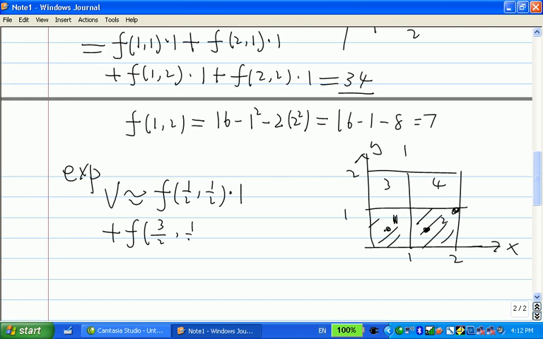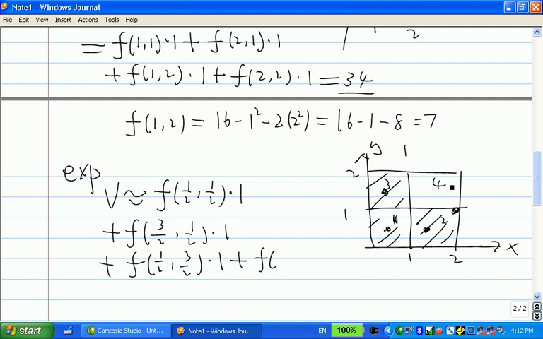Y is what? 1/2. Times the base area, still 1. Then plus, look at the third one. Middle point. Use F, evaluate the middle point as a height to make a rectangular box, which is 1/2, 3/2. This gives you height times the base area is 1, then plus the last one.